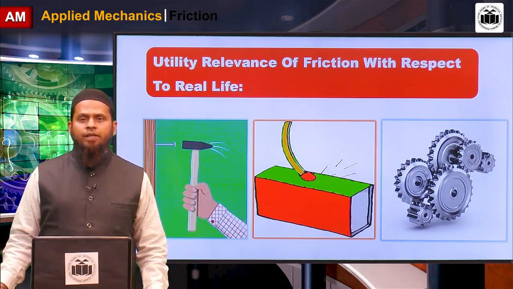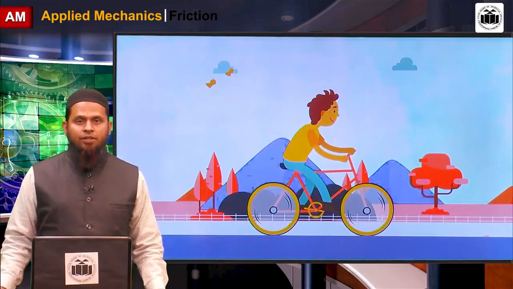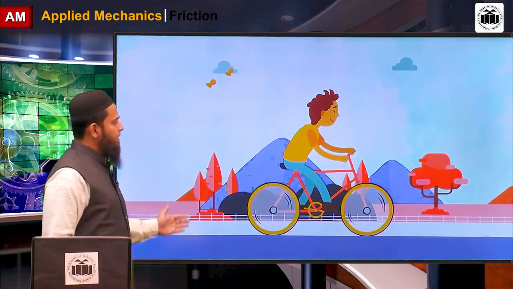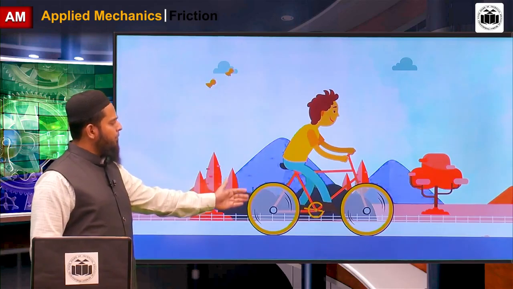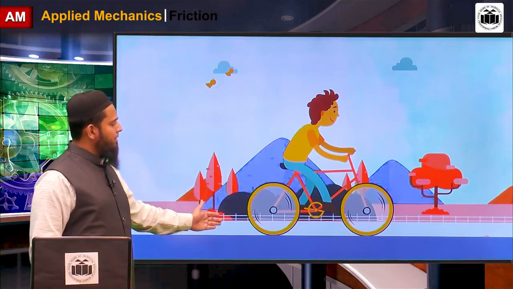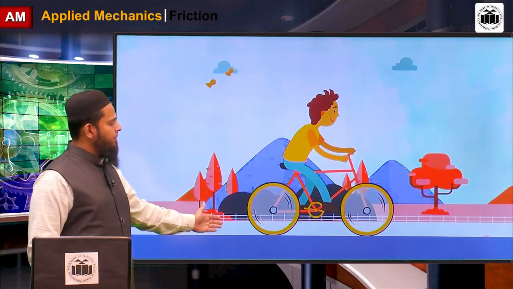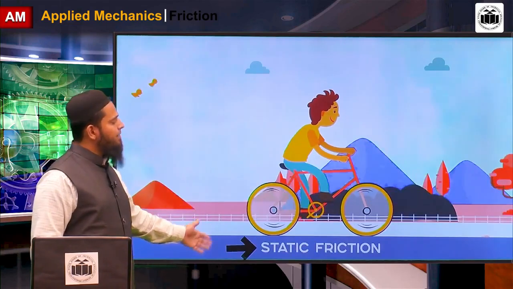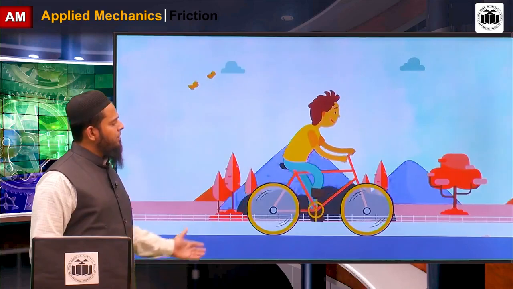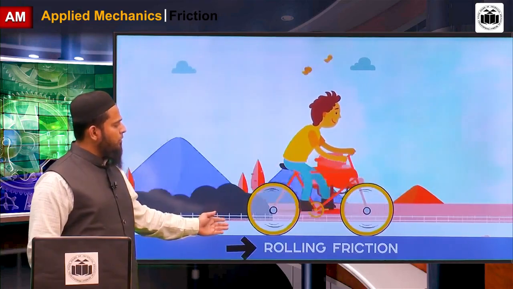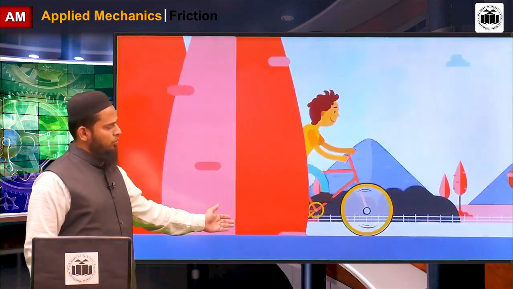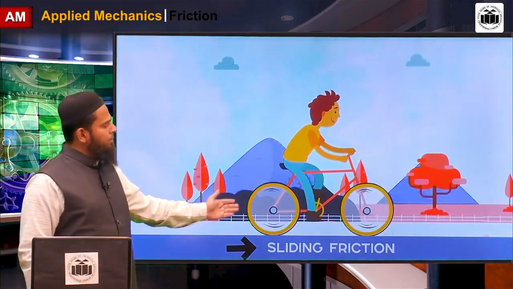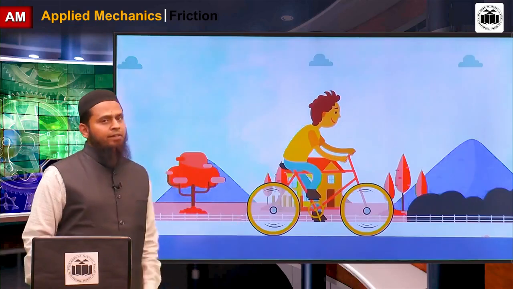Our bicycle is a very good example of various types of friction. When the bicycle is in rest position, we apply pedal forces to start the bicycle. It is on the verge of motion, then the friction is static friction. When it is in rolling condition on the road, it is called rolling friction between the tires and road. After we apply the brake, it is sliding friction.